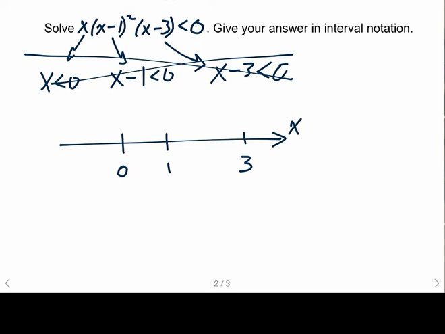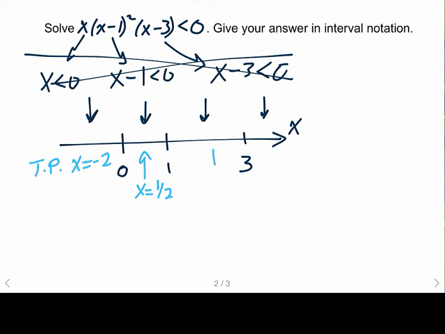Now what I want to do is pick test points. I want numbers that are not the ones I just mentioned. I want numbers to the left and to the right of those zeros. In other words, in the intervals defined by those numbers. So I need a test point to the left of 0. Seems to me that x equals negative 2 would be a good test point that's negative. Between 0 and 1, we're going to use x equals 1/2 as a test point.